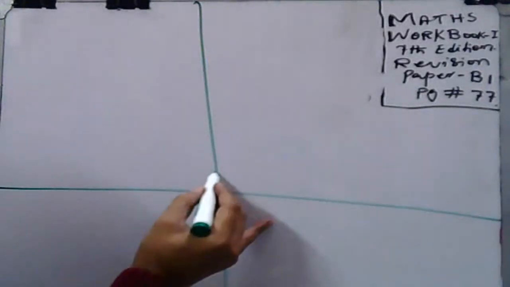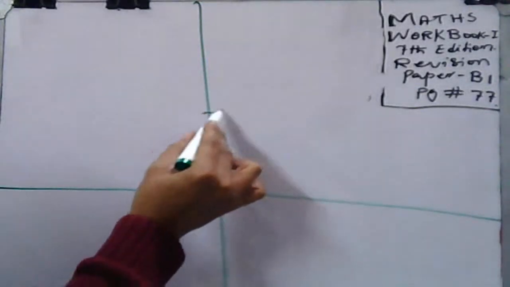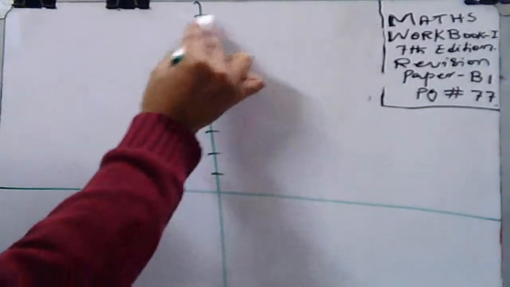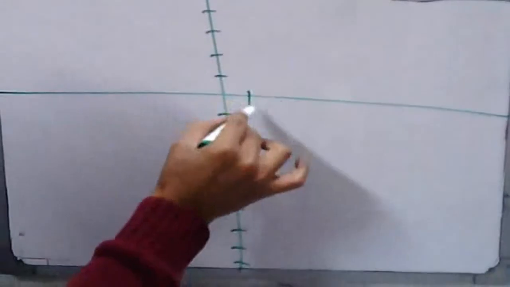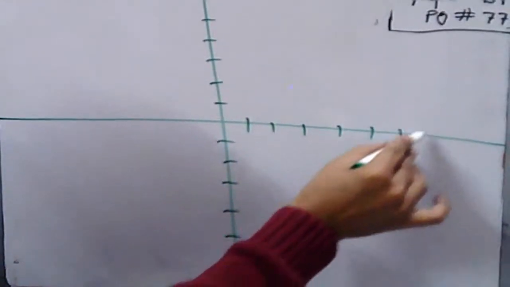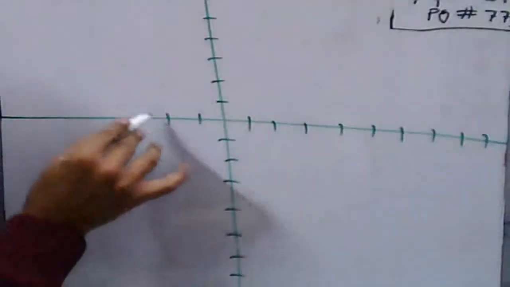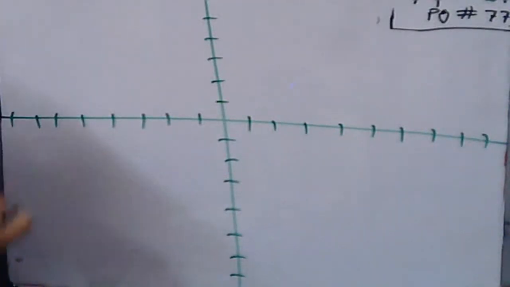Counting along the axis: 1 2 3 4 5 6 7 8 9, 1 2 3 4 5 6 7 8, and so on. So that is your zero point.